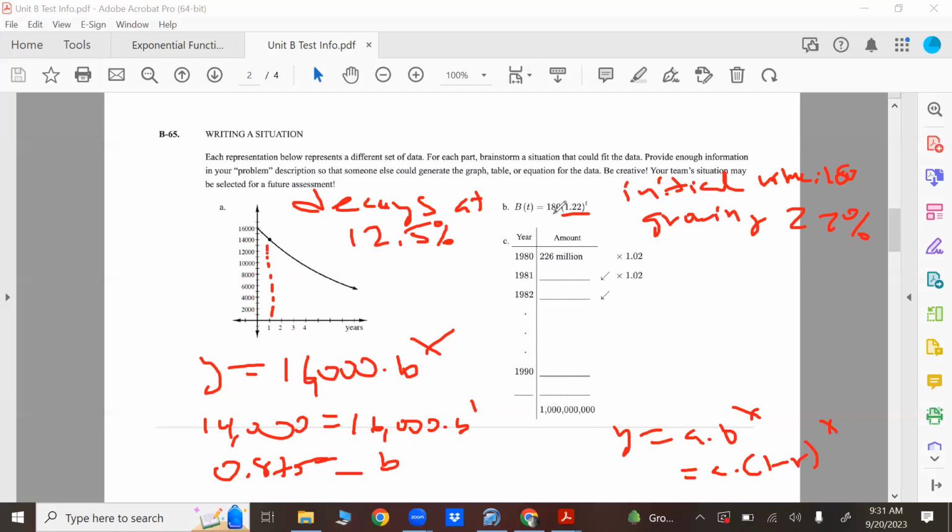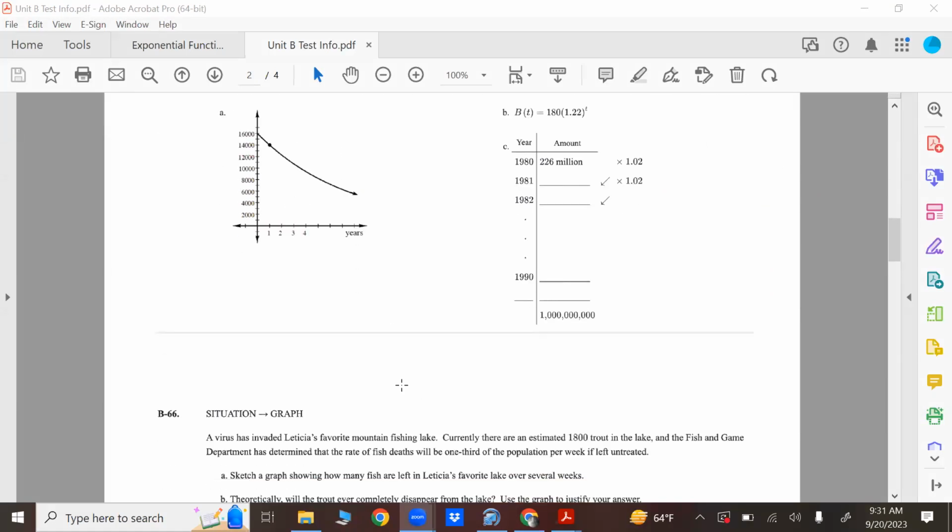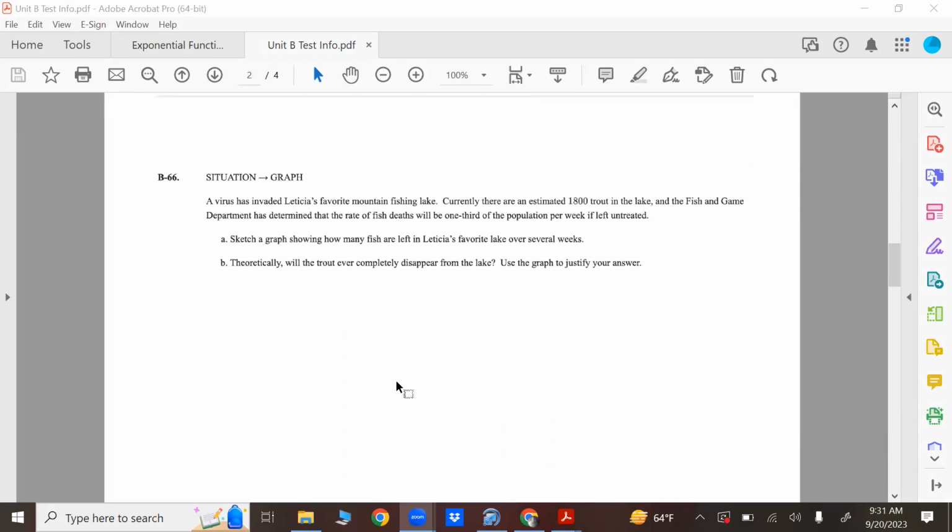Lastly, for part C, it looks like that's probably population, maybe the United States. I think the US population was about 225 billion in 1980, I don't know. And it looks like the population is growing by about 2%. So if I were to make an equation for part C, I could say y equals 226 times 1.02 raised to the x power, where y is in terms of millions, and starting from 1980. I think it does look like US population. Anyway, let's move on to 6.6.